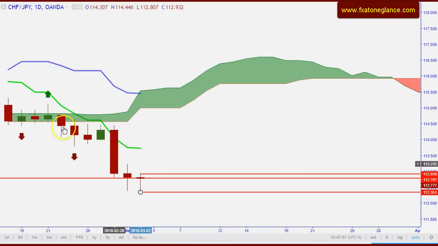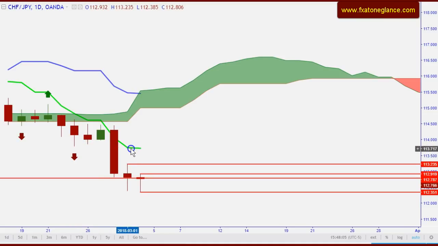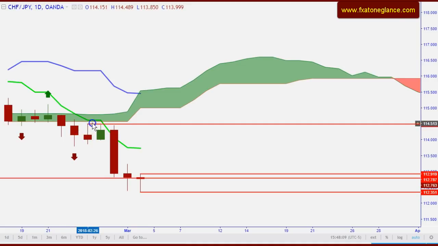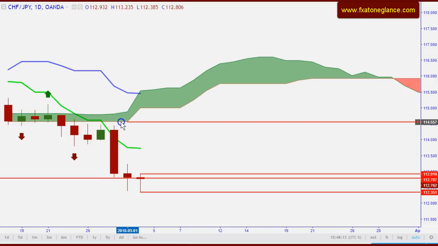All right. And we're going to shoot for some targets. So first target we're going to look for is this level here. We're going to shoot for that level where Tenkan-sen is. See that? And then we're going to shoot for this upper level. And then if the market could get higher than that, we're going to shoot for this top level here where the cloud is, this flat cloud.